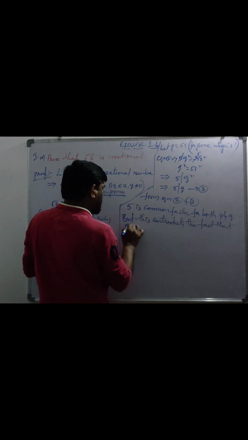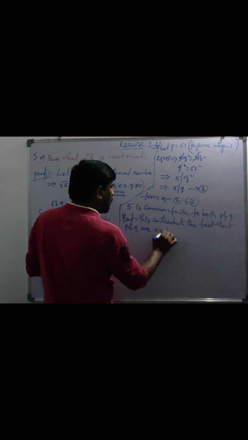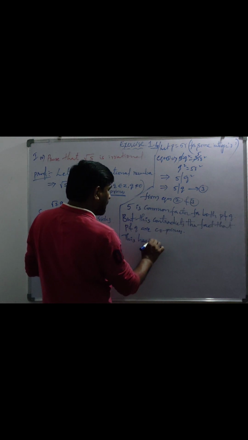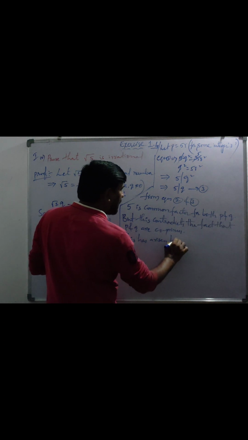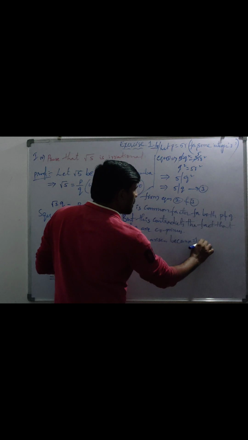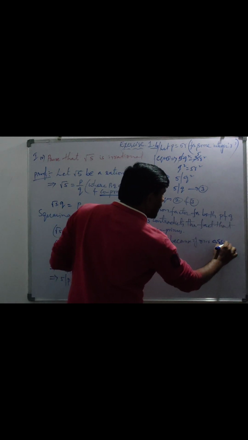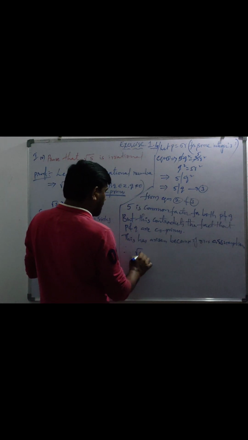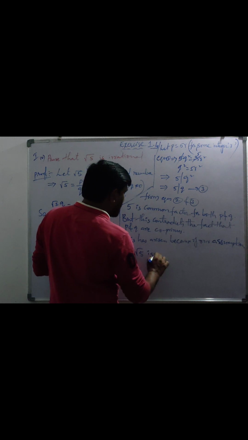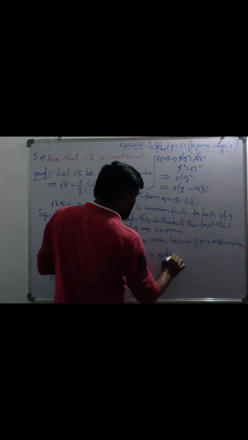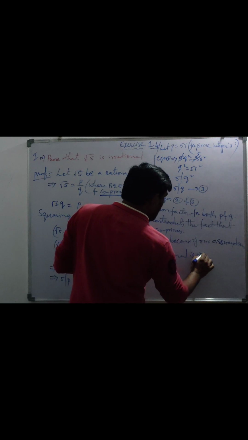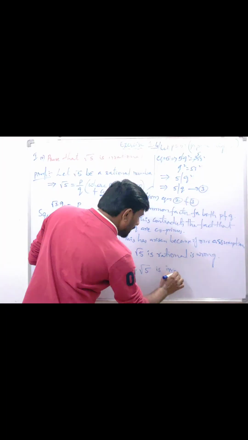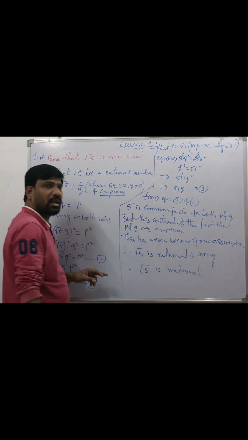p and q are co-primes. So this has arisen because of our assumption. Therefore, what is right? Root 5 is rational is wrong. Then what is right? Therefore, root 5 is irrational.